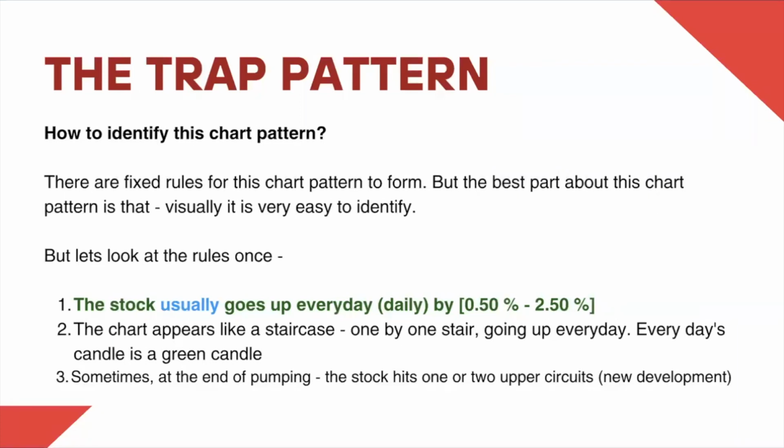Now, rule number 2 is that the chart appears like a staircase. One by one stair. एक एक करके सीढ़ी बन रही होगी छोटी छोटी. Okay. So every day's candle is a very, very small green candle, which is like just 0.5 to 2.5% की candle होती है, बहुत छोटी सी.